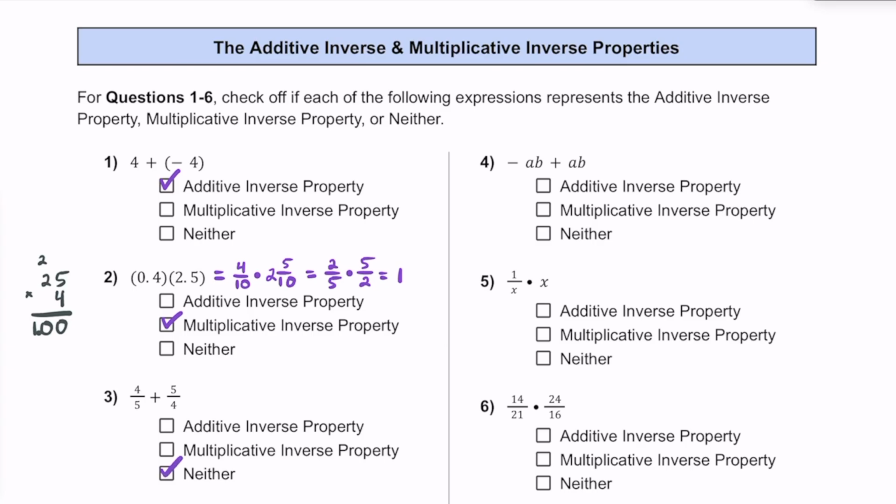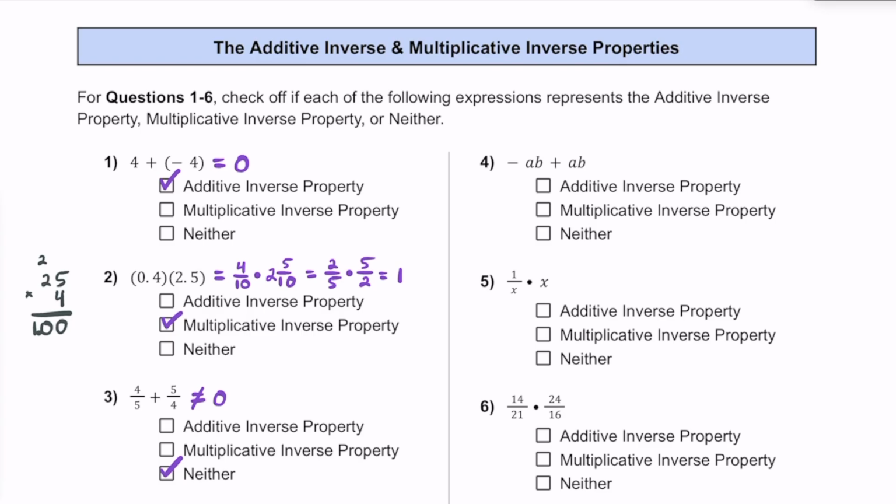And this is just because, if it's adding, it has to equal 0. So this does not equal 0. Maybe we'll go back to number 1 and say 4 plus negative 4, that's 0. So that's also why we know it is the additive inverse property. We're really looking for 0s and 1s here, right?